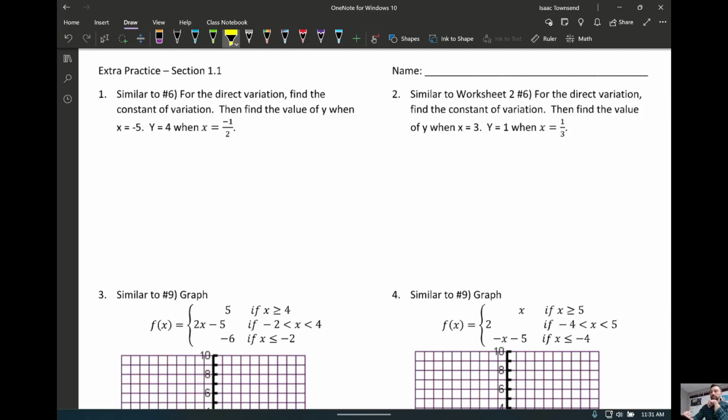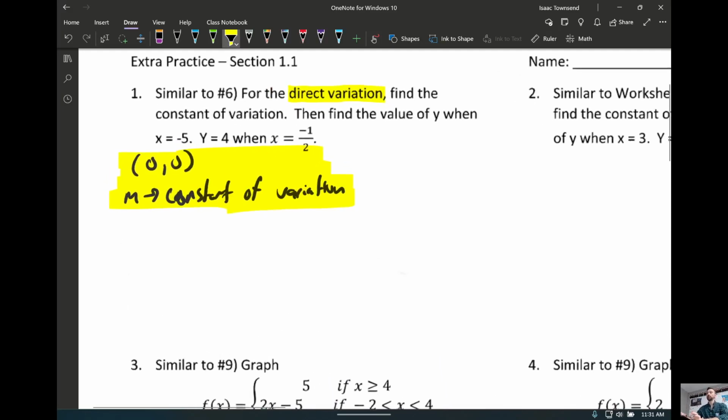So similar to question 6, find the direct variation. So as soon as I see that, what's going on in my head is it goes through the origin, and slope is called constant of variation. You just have to memorize those two things go with direct variation. There's no way around that.